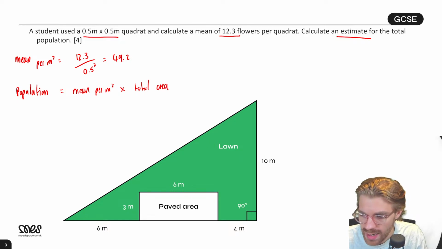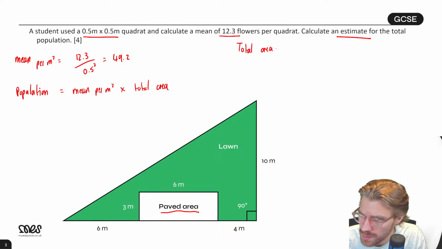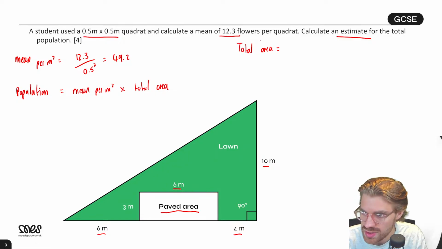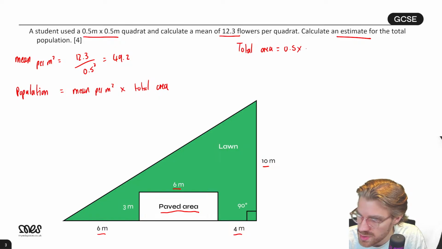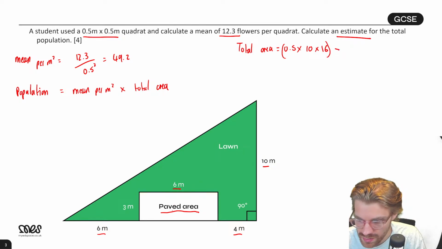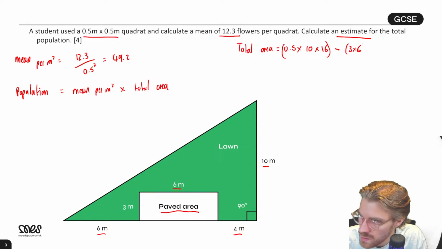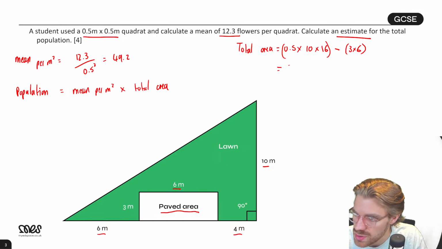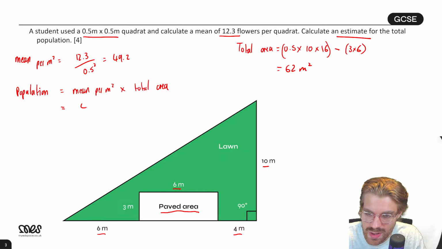Then for our total population, we are now going to need to multiply the mean per meter squared by the total area. And I can see I've got a problem here because I've got this paved area in the middle of my triangle. So our total area, to work this out, I'm going to first do the area of my triangle. So half base times height, and the height is 10 meters. The base is going to be 6 plus 4, so 16 meters. So 0.5 times 10 times 16. And then I'm going to subtract from that the paved area. So that's 3 times 6. So our total area comes out as, working it out on my calculator, 62 meters squared.